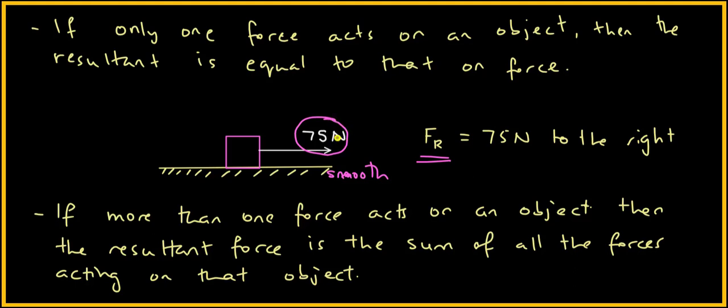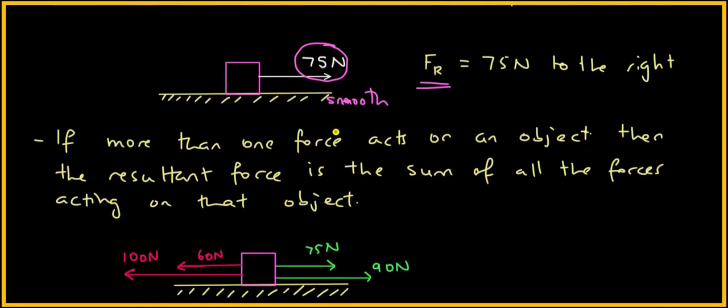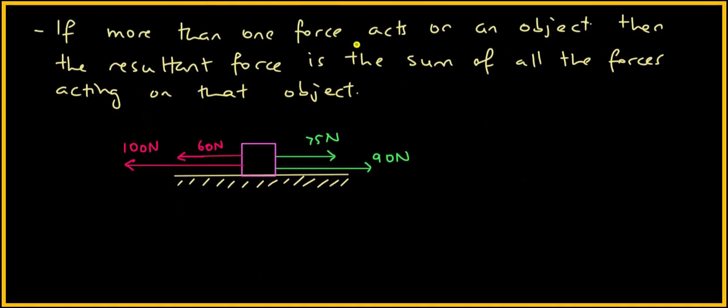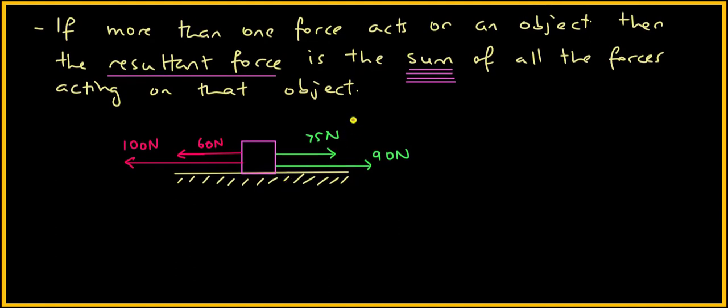However, if we have more than one force acting on an object, then the resultant would be the sum of all the forces acting on that object. Here's a very simple scenario. I'm having two forces acting to the right. I have a 75 newton force and a 90 newton force. To the left, I have a 100 newton force and a 60 newton force. Now, a question can say, calculate the resultant force acting on the box.